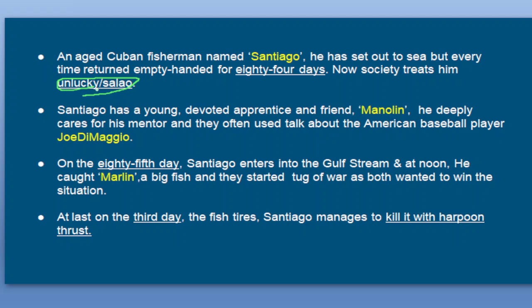Next, on the 85th day, Santiago enters the Gulf Stream and at noon he catches a marlin, a big fish. Thereafter they started a tug of war, as both wanted to win, because the marlin doesn't want to go with Santiago at first, and Santiago also wanted to win that war. He was at war with the marlin. The next pointer says at last, on the third day, the fish tires, and Santiago manages to kill it with a harpoon thrust.